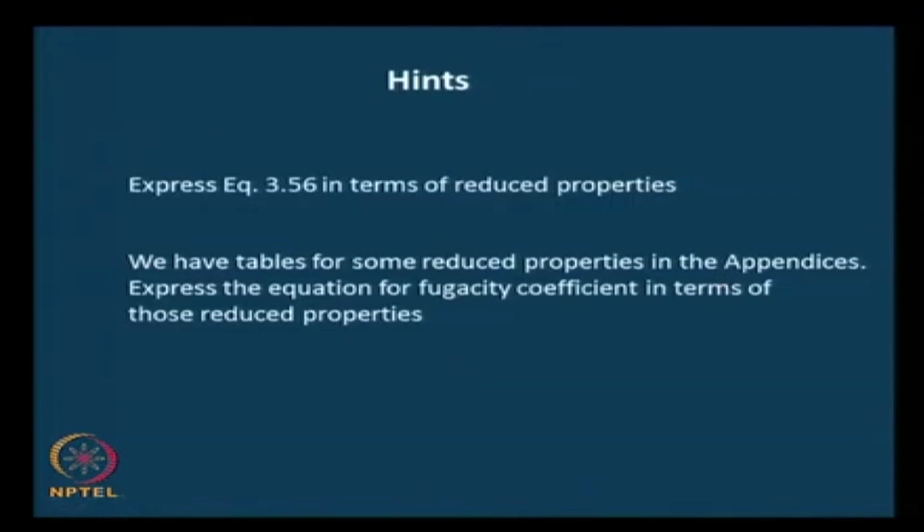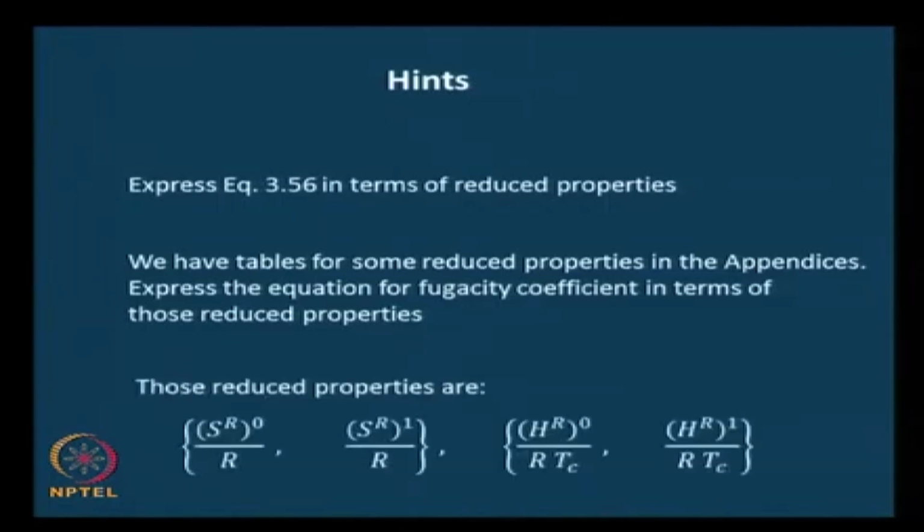Let me probably give you a third hint now, it might help you. Those reduced properties are SR 0 by R, SR 1 by R, HR 0 by RTC, HR 1 by RTC. We have already seen that these are available in the tables of your appendix. So take about 15 minutes and link up the expression for the fugacity coefficient to these reduced properties. Take 15 minutes to do it. Go ahead please.